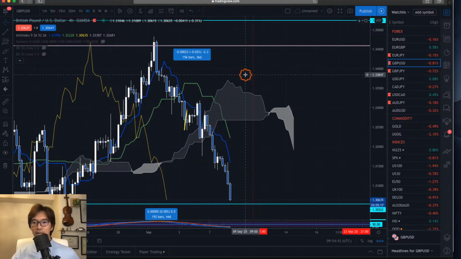GBP/USD and GBP/CAD do not always correlate. Yeah, because the currency USD/CAD is different.